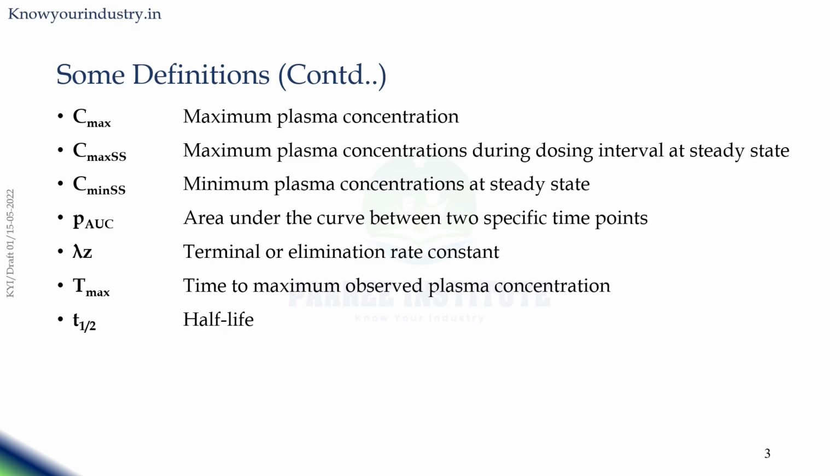Then we have the pAUC, that is nothing but the partial AUC, or the AUC between two specific time points, you can call it. For some dosage forms like extended release and delayed release dosage forms, these partial AUCs are used based on the design of the extended release dosage form. Then we have lambda Z or KEL, that is the terminal or elimination rate constant, and Tmax is the time to reach maximum observed plasma concentration. Then finally the T half, that is nothing but the half-life, which is calculated from the elimination parameters.